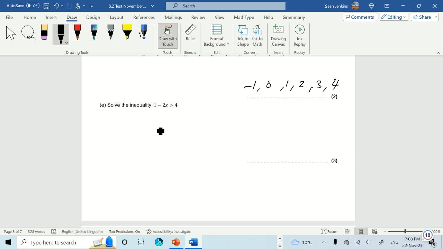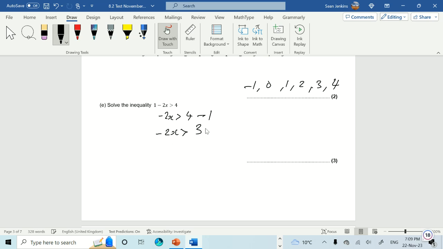Part E says solve the inequality 1 minus 2x is greater than 4. Now, I'm going to leave the minus 2x on this side because there's a rule here, and 4 minus 1. Minus 2x is bigger than 3.